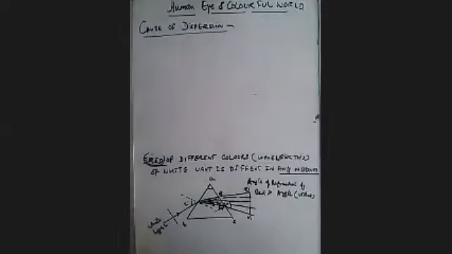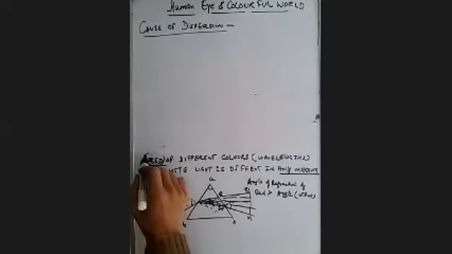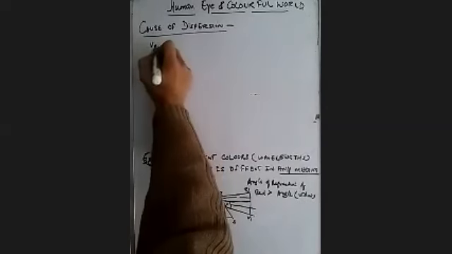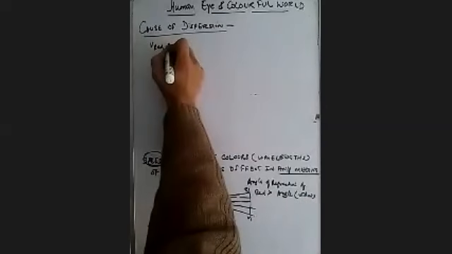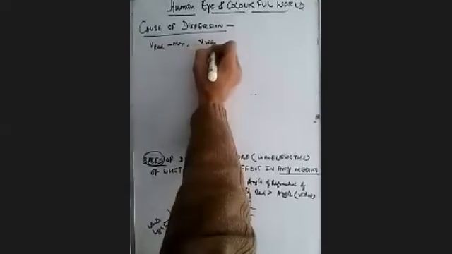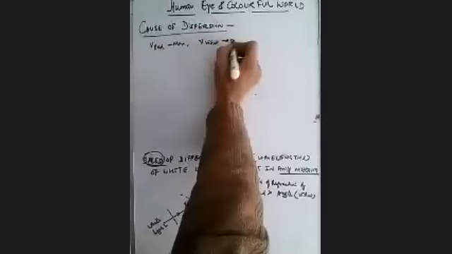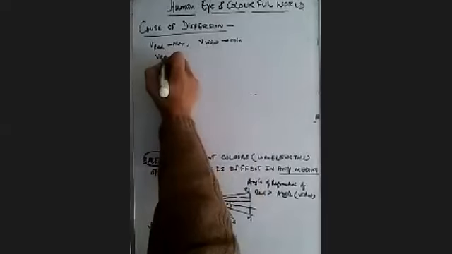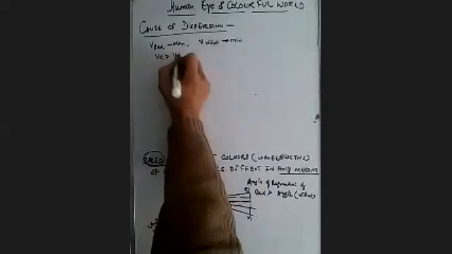Cause of dispersion of white light. As I've discussed right now, the speed of different colors of light is different. The speed of red color is maximum, and the speed of violet color is minimum. V_R is more than V_violet.